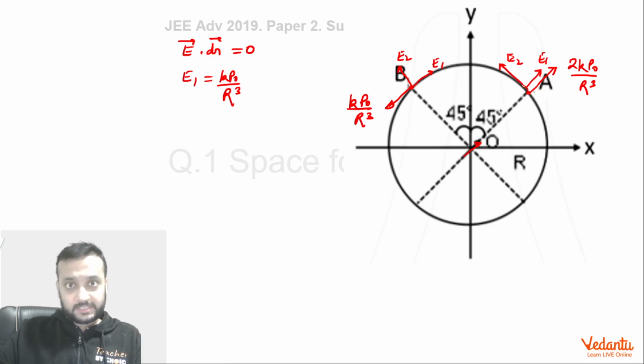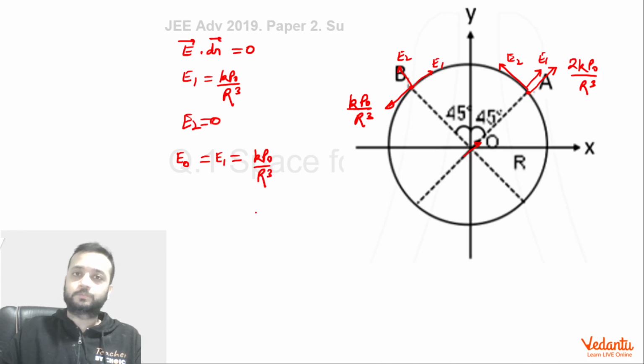But if E2 persists, then dV will not be 0. So this confirms that E2 must be 0. And hence, the total electric field, whose magnitude is E naught, is E1 only, and its value is nothing but Kp naught upon R cube, right?